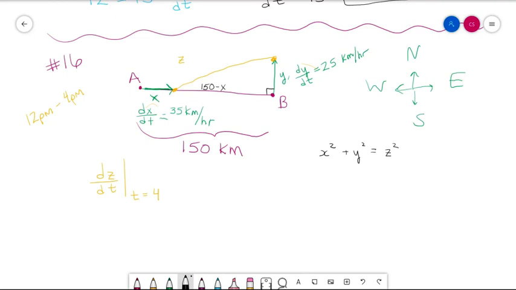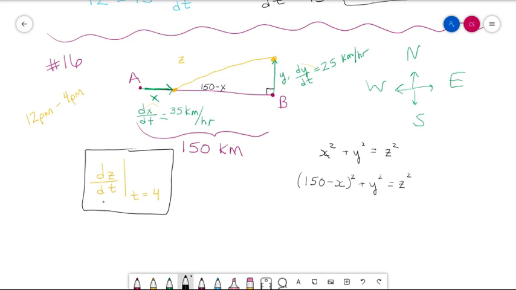150 minus x. So rather than saying x squared, it's really going to be (150 minus x) squared plus y squared equals z squared. All right, so a little bit tricky. There you go, we have our variables. We are trying to find a rate of change. This is what we're trying to find. We put a box around it to focus our attention. And we figured out a formula that relates all the variables together.